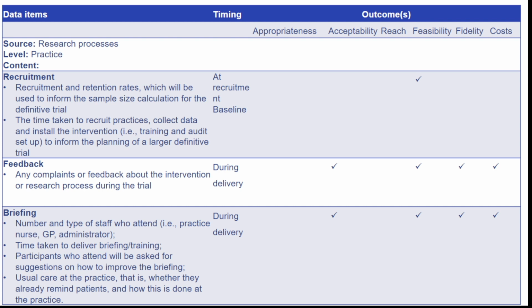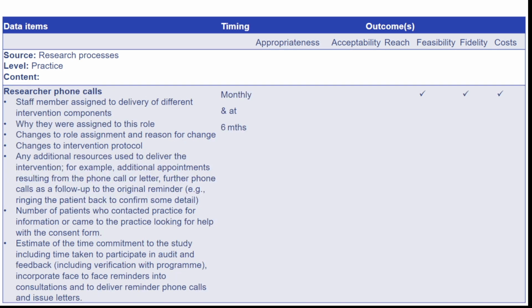Again, going on to the researcher phone calls, that was telling us information about how feasible it was, whether they were delivering the intervention as intended, how much it was costing, and there's a huge amount of detail there in terms of everything we were trying to pick up through those phone calls, and I'll come back to how feasible that itself was.